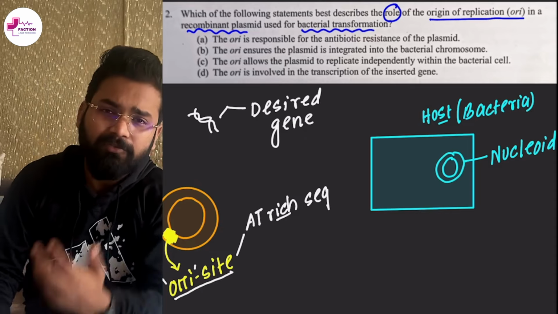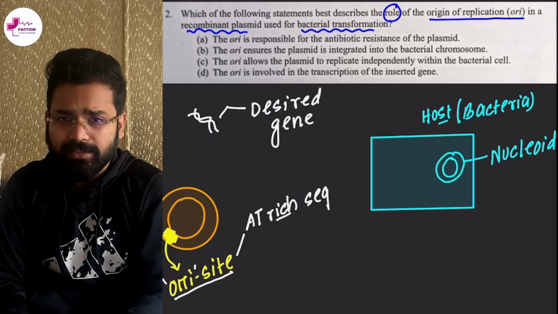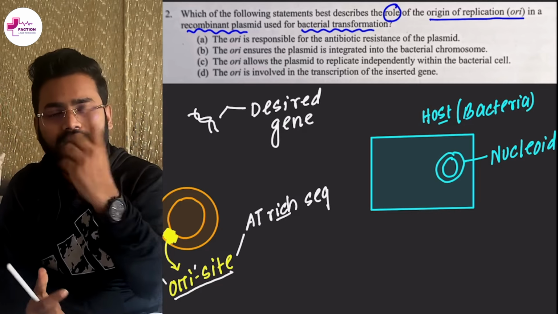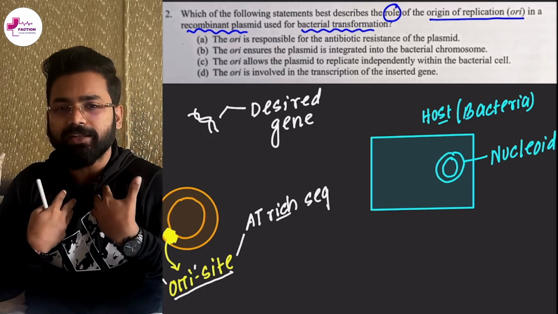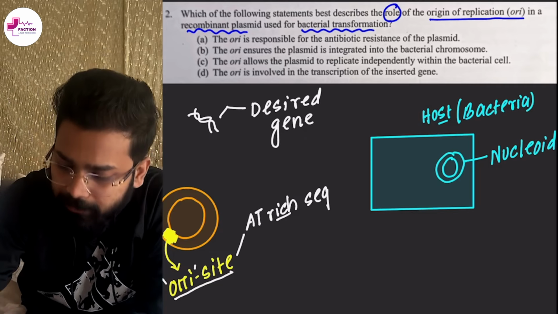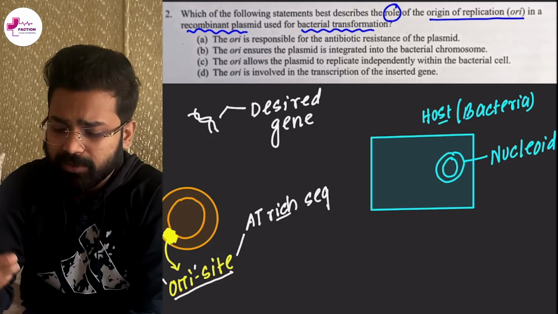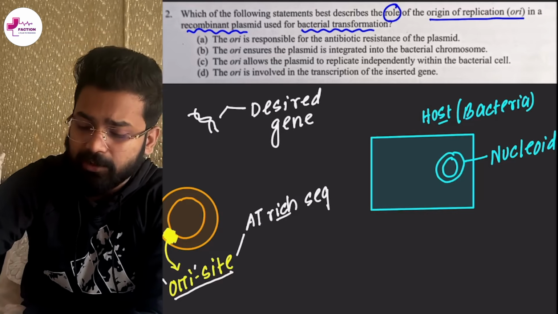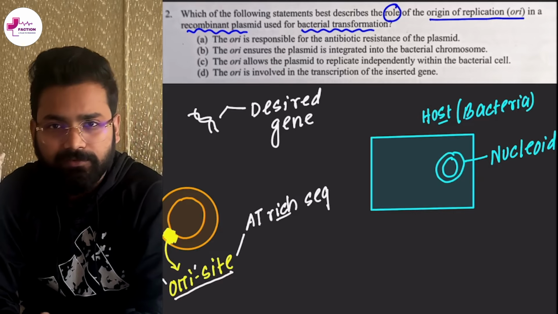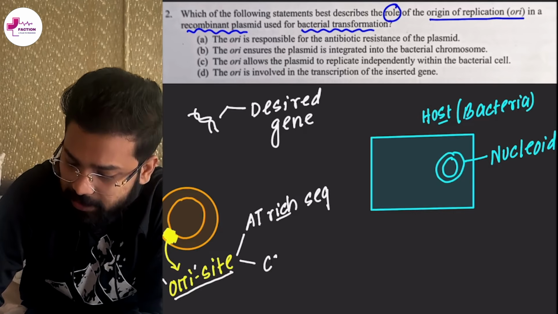Now the number of ORI sites is one in the case of a prokaryotic cell. That is, in an entire prokaryotic DNA or a plasmid, you will get only one ORI site. But in eukaryotes, you will get multiple ORI sites in a single chromosomal DNA. But here we are not concerned about that molecular detail. Here we are strictly concerned with the recombinant plasmid and bacterial transformation, strictly from the biotechnologist's point of view. This ORI site also decides the copy number.